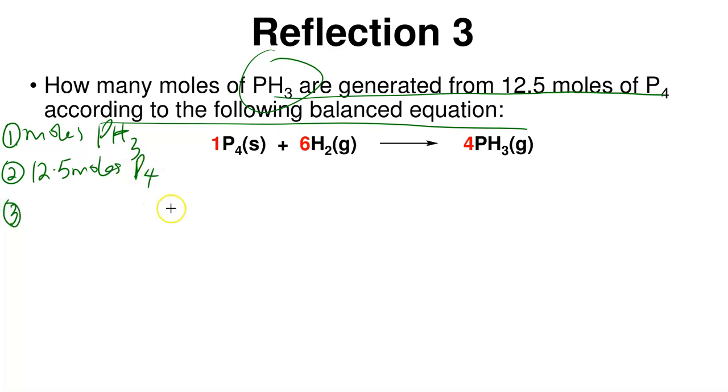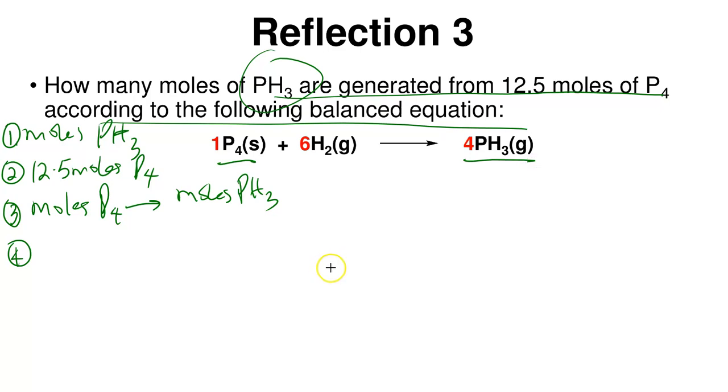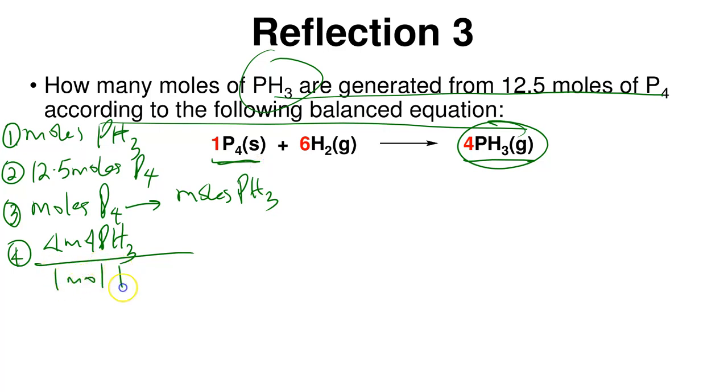In step 3, we create a path. We're going from what we were given, moles of P4, to moles of PH3. And then let's write the conversion factor. In the conversion factor, we're considering these two. Since we're considering those two, what will be the mole ratio? We're going to write PH3 on top. So it's going to be 4 moles of PH3 divided by 1 mole of P4. And in step 5, we solve the problem.